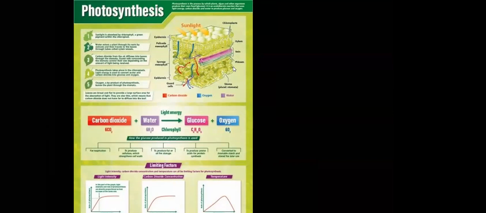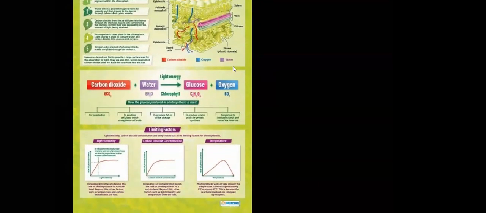Here the limiting factors are given: what happens with light intensity, carbon dioxide concentration, and temperature. There are different types of graphs. If the concentration of light intensity or carbon dioxide increases, these effects are given very beautifully, as pictorial graphs. So you have to present your work on a single paper. This is very easy and saves your time.